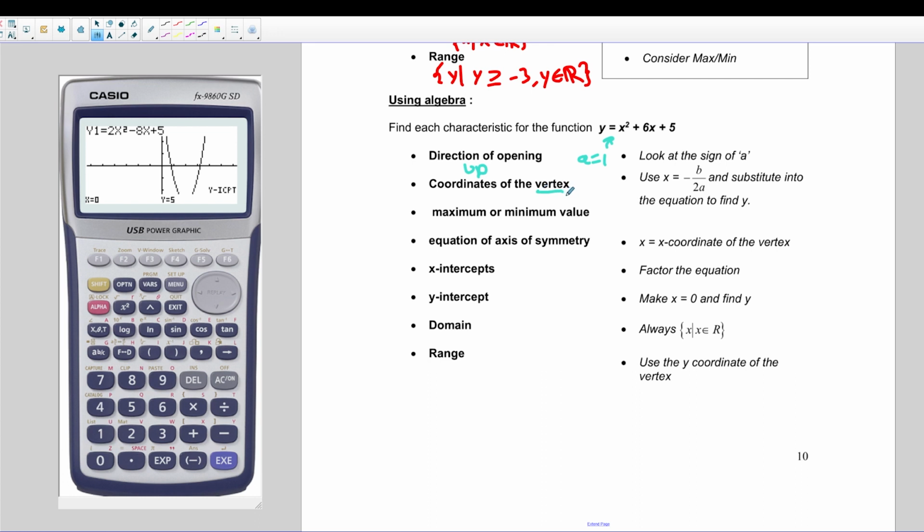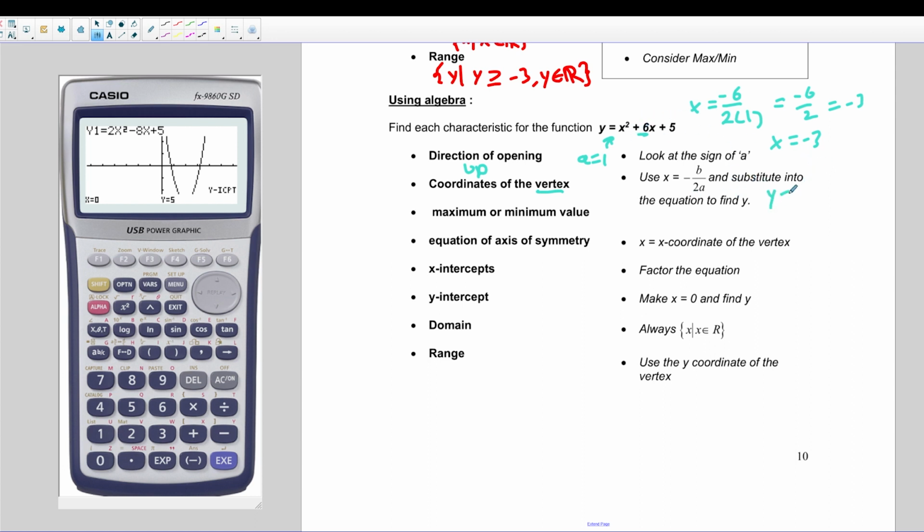Your vertex coordinates, we're going to use x is equal to -b over 2a. So in this case, we have x is equal to -6 over 2 times 1. So in this case, we have -6 over 2, which is -3. So that means that x is equal to -3. And we're going to substitute this back into the equation to find y.